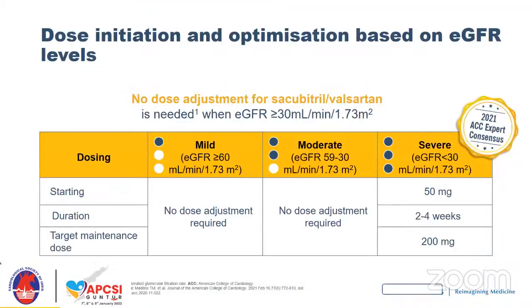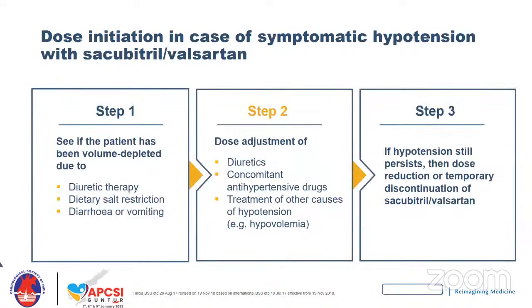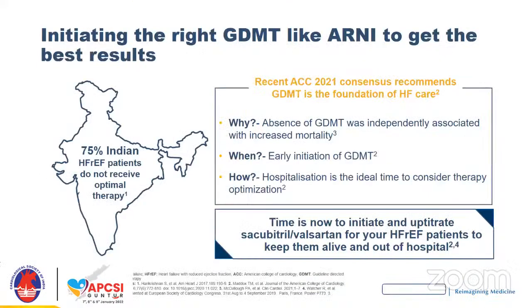Dose optimization in different scenarios. This has been very well discussed by the previous speakers. So even in mild, moderate or severe eGFR reduction, you are justified in starting ARNI and continuing ARNI. The dose titration for hyperkalemia, again, was discussed very well by the previous speakers, and it will be a repetition. Just concentrate on the first slide: diuretic therapy, dietary salt restriction, and diarrhea or vomiting. Inquire about these two things. If the patient is having that, adjust the diuretic doses, and then try to concentrate on the dietary potassium and manage the hyperkalemia. So this is the concluding slide.